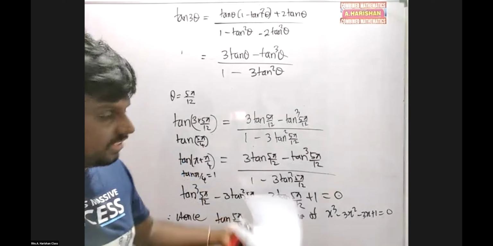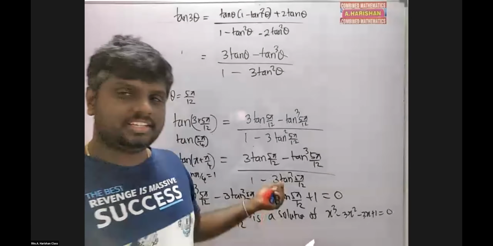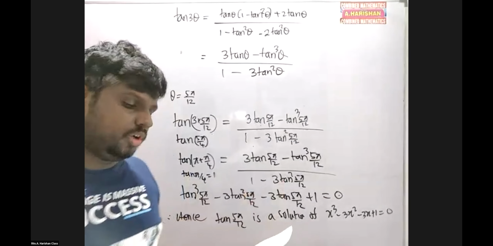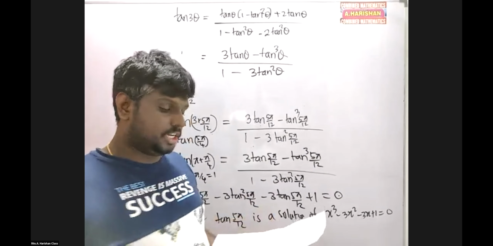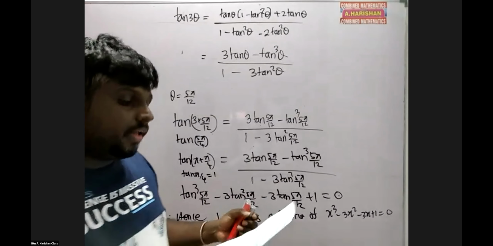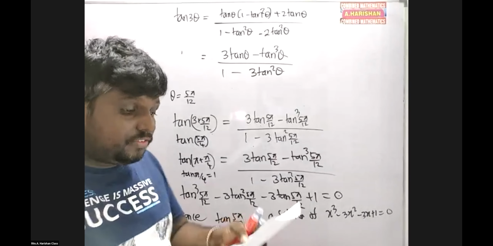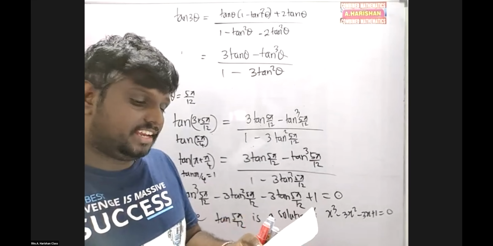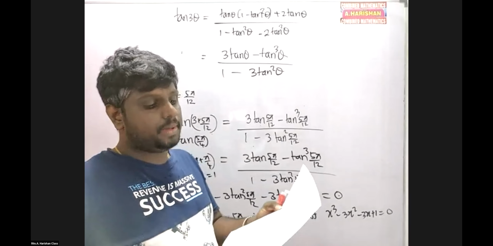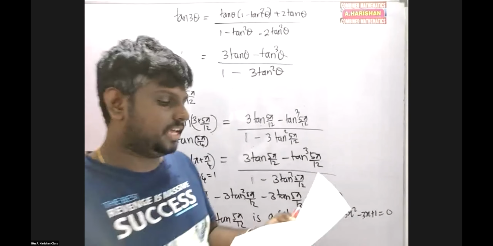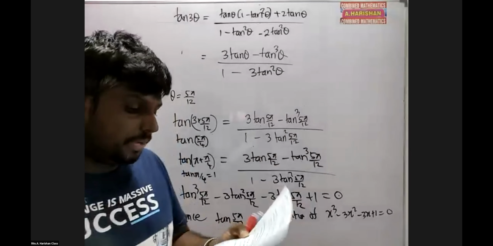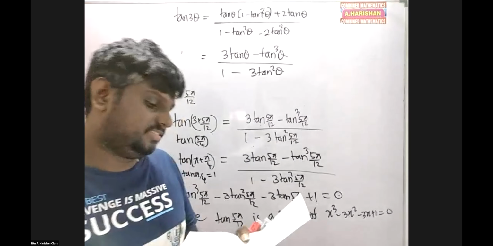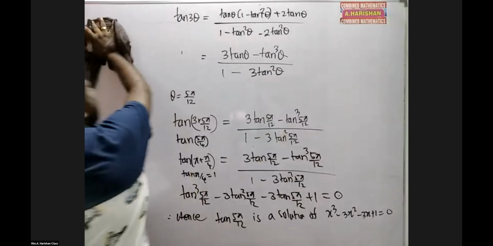This is a nice question, because it relates to polynomials. Given further that, deduce that tan 5 pi by 12 equals 2 plus square root 3. Oh my goodness, that's okay. So we can write it here.